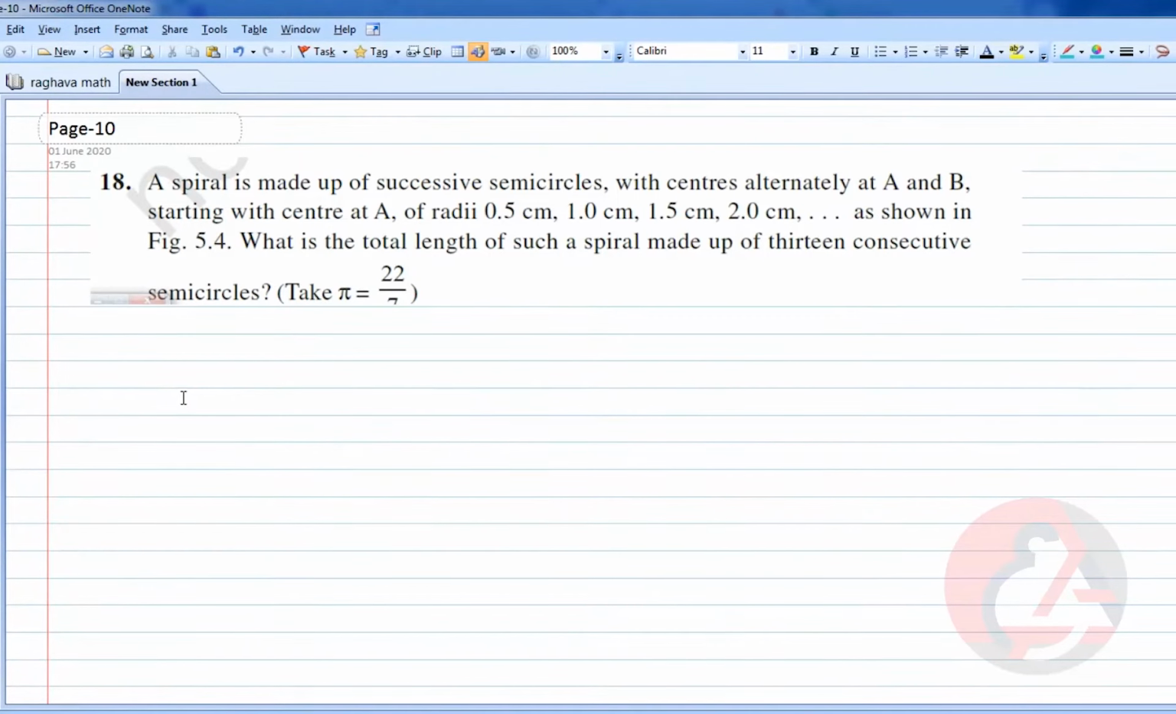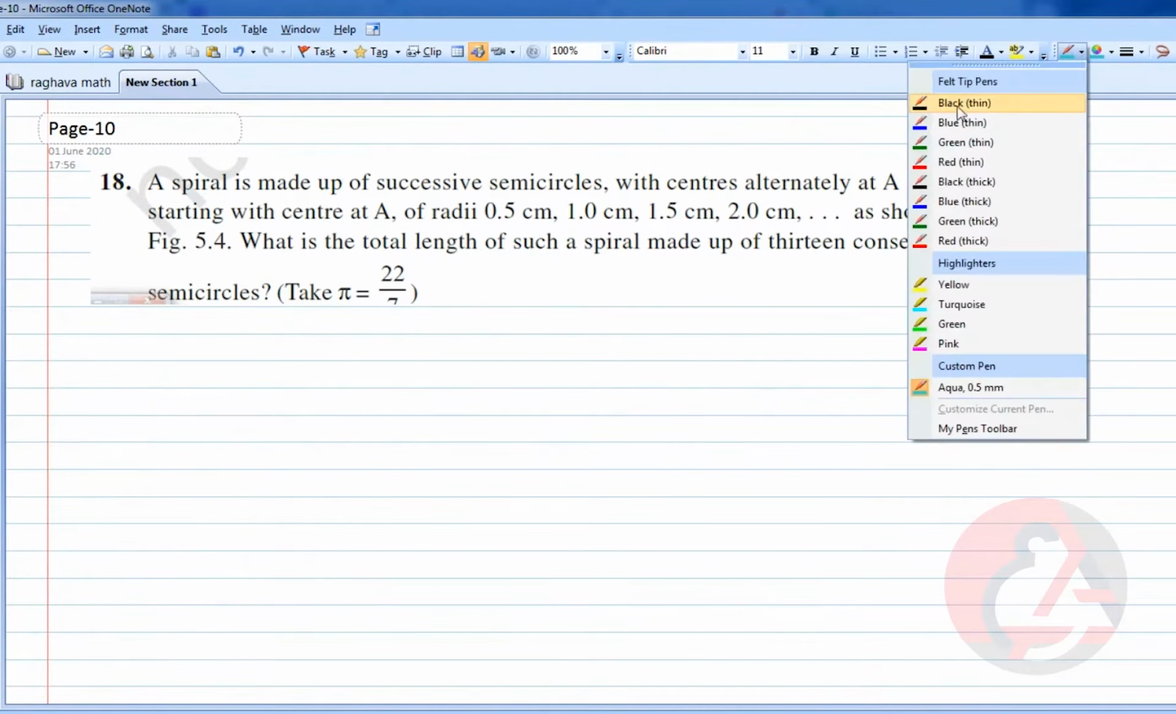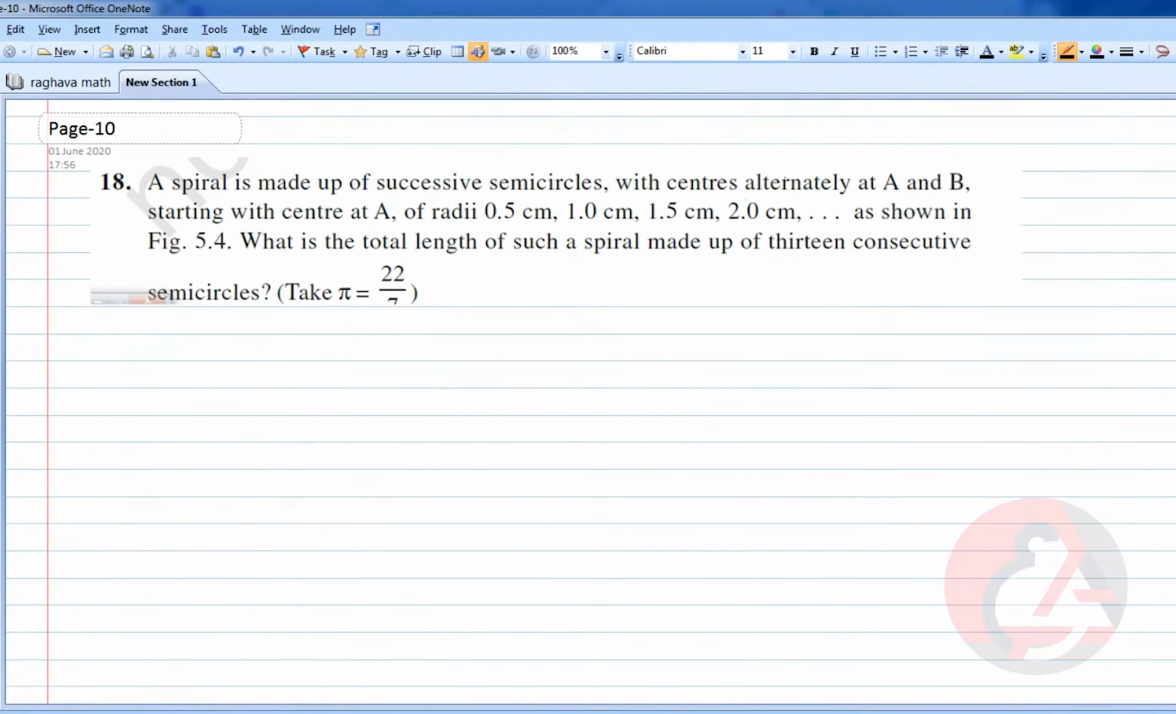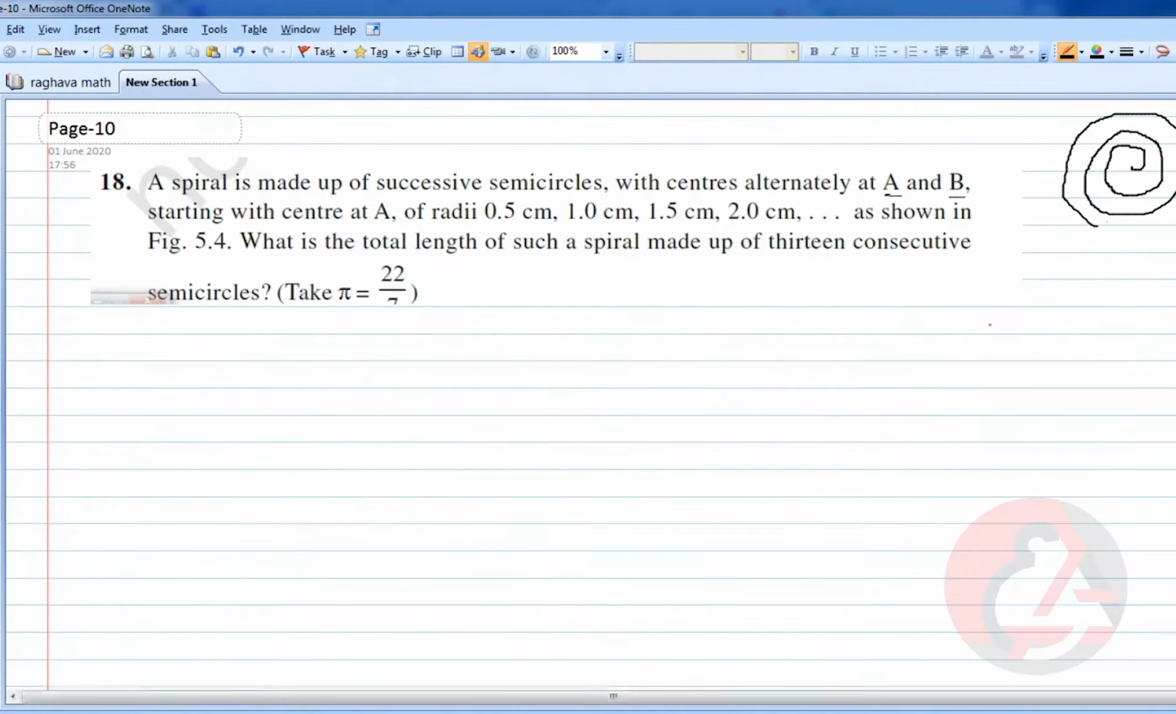I will give the clue. You try. A spiral is made up of successive semicircles with the centers alternately A, B, like this. That means if it looks like this, it is called a spiral. How is the spiral made up? It starts with A, the first semicircle, with center A of radius 0.5 centimeter. The second one is 1 centimeter.